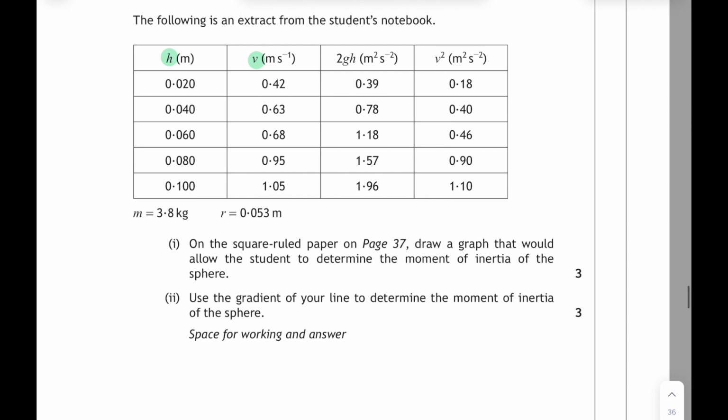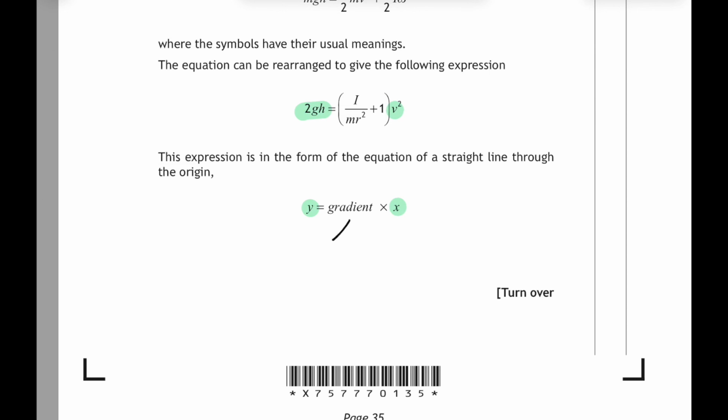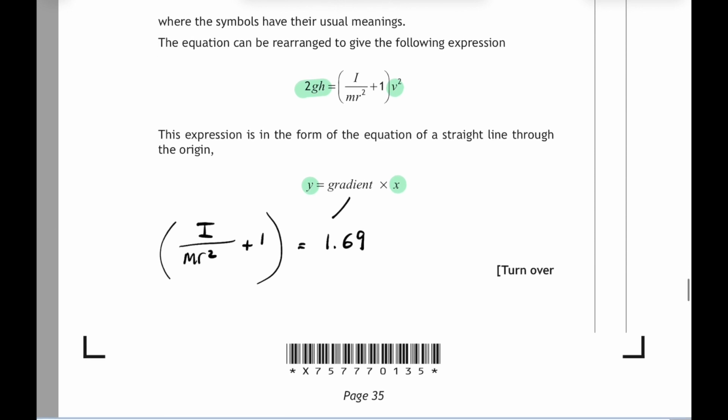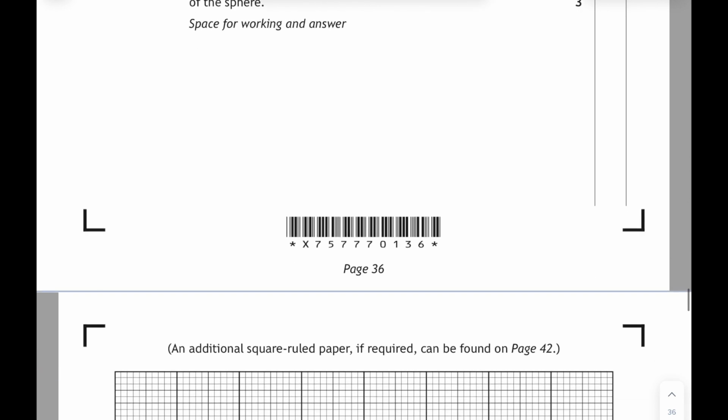And part 2 there says use the gradient of your line to determine the moment of inertia of the sphere. And so that gradient we've just worked out will be equal to that bracketed term, which is I over mr squared plus 1. And remember, our gradient was 1.69. So we just now need to rearrange that relationship to get the moment of inertia of the sphere. So let's write it down again. I over mr squared plus 1 is equal to 1.69.